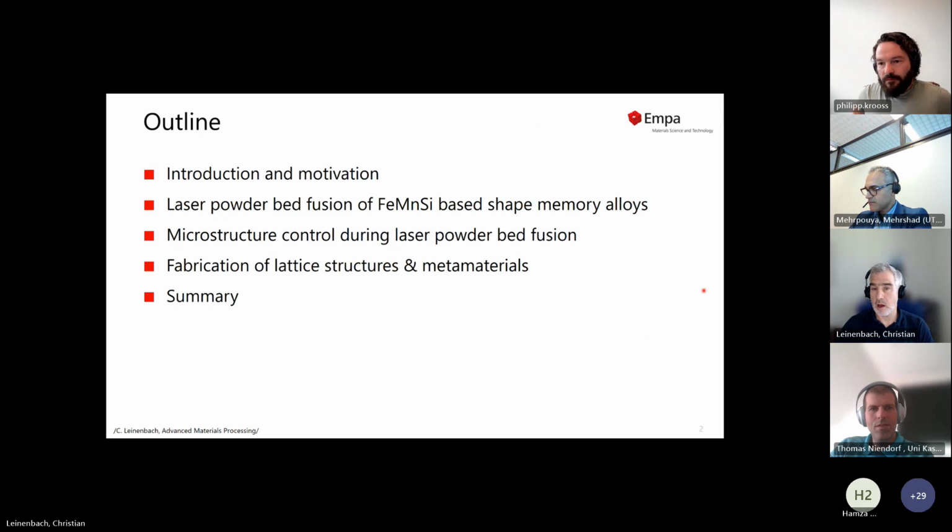What I'd like to show you today, you can see here. I will give an introduction into how we can manufacture these iron-manganese-silicon based alloys, and then delve a bit deeper into microstructure control, microstructure manipulation, and give you just a few examples of what we can do with it in terms of making more complex parts.